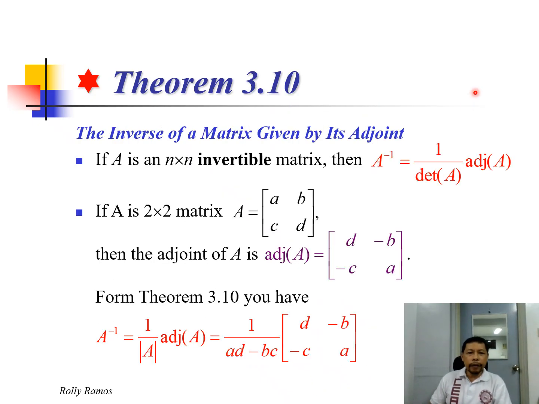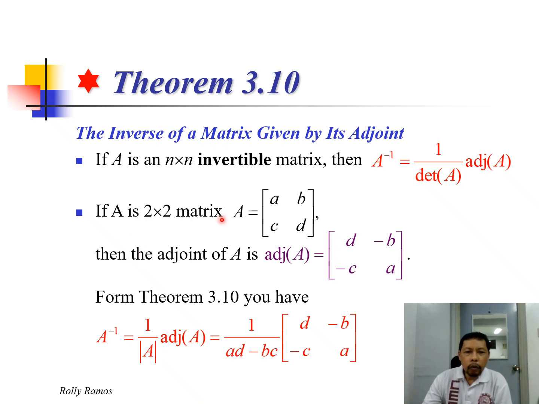The inverse of a matrix given by its adjoint. So we could find the inverse of a matrix by using its adjoint. So according to this theorem, if A is an n by n invertible matrix, then the inverse of A is equal to 1 over the determinant of A times the adjoint of A. So we could easily find the inverse of a matrix by using its adjoint and dividing it by the determinant of the matrix.